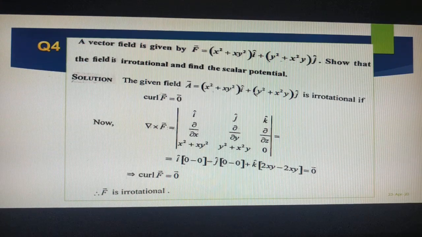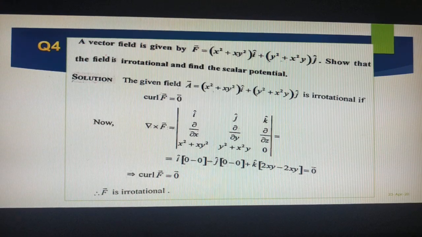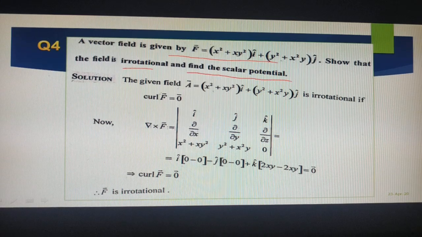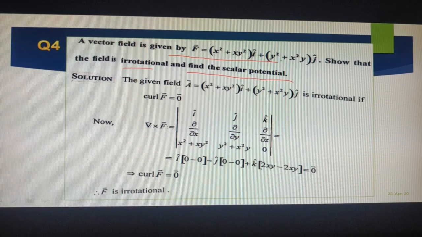So here one more problem is there. A vector field is given to you and we need to show that it is irrotational, and of course they are not stopping at that point. Find the scalar potential for this. So let us see, this is a very important thing.